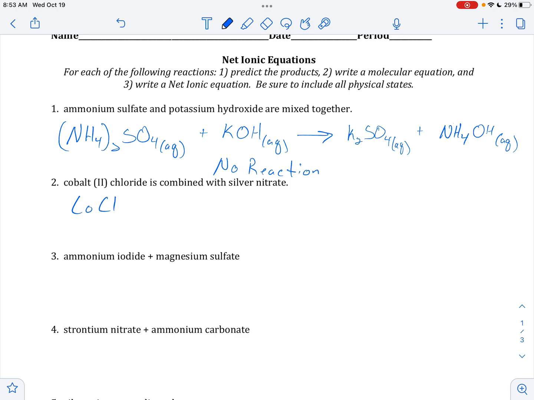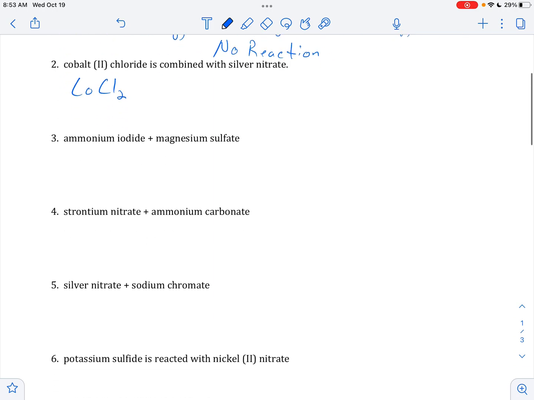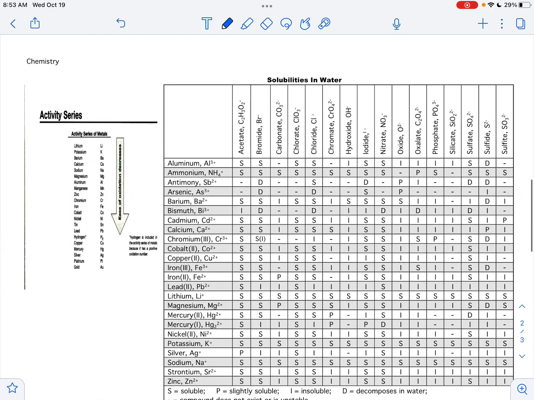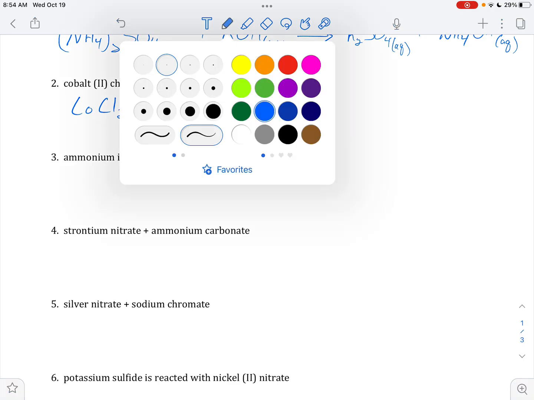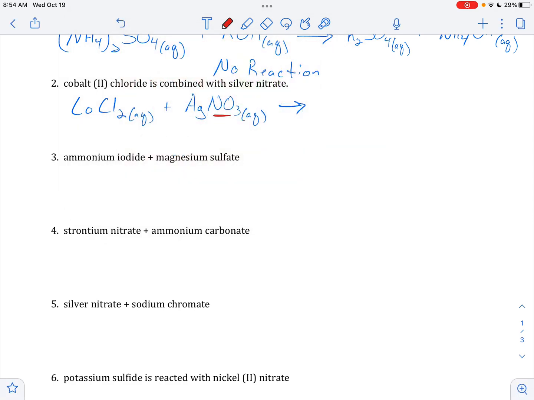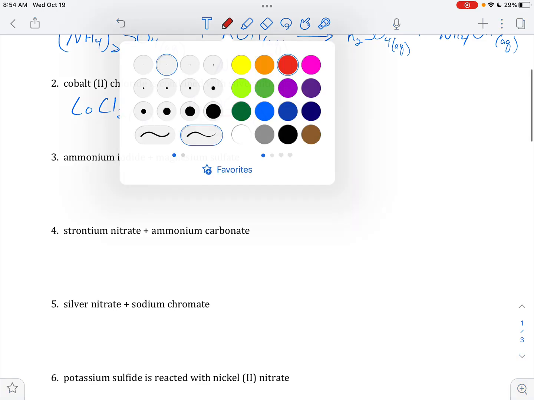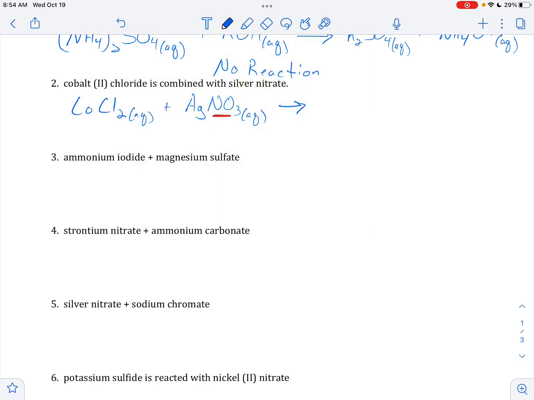So cobalt chloride, CoCl2. And again, if we look for that on our solubility chart down here, we're going to find cobalt and chloride. That's an S, so that means it's aqueous. It's combined with silver nitrate, AgNO3. Now I know silver nitrate is aqueous, and I could look on my solubility chart, but also we've been doing this long enough now that we know that nitrates are always aqueous, and also from personal experience we've used silver nitrate in lab a lot, and so we know that silver nitrate is an aqueous solution.